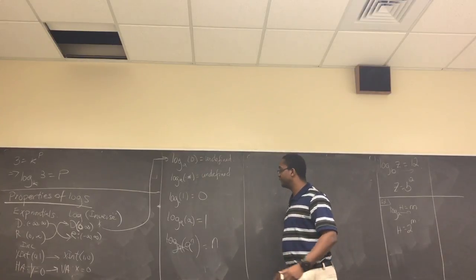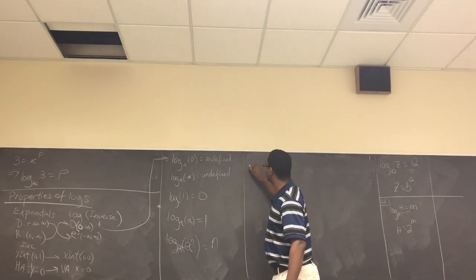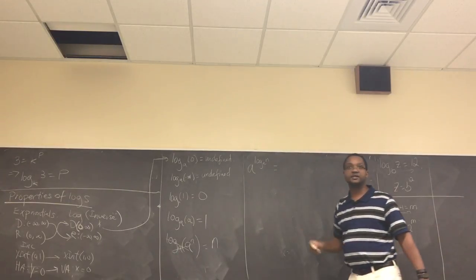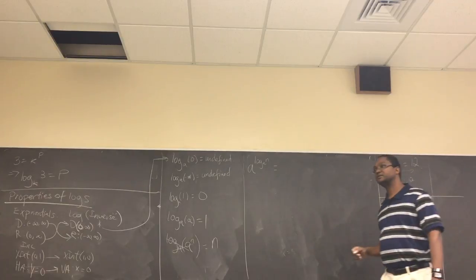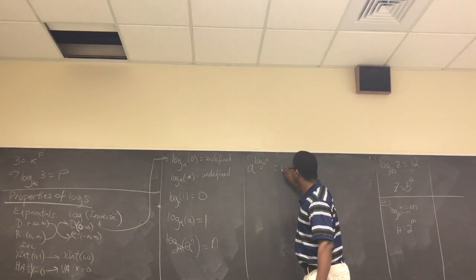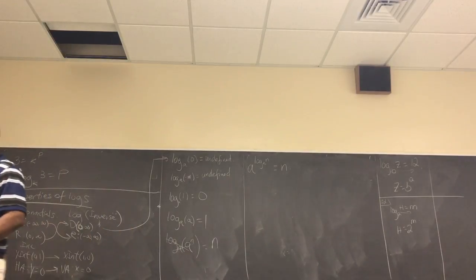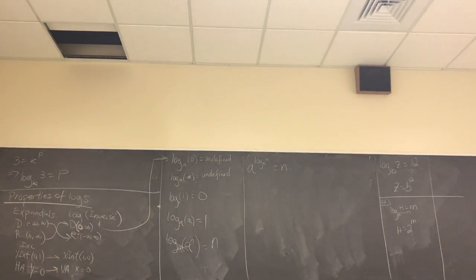So if I write this in the reverse format, if I write it as a raised to the log base a of n, what's the answer to all of this? The answer is simply n. Log and exponential functions are inverses of each other. They always cancel each other out.